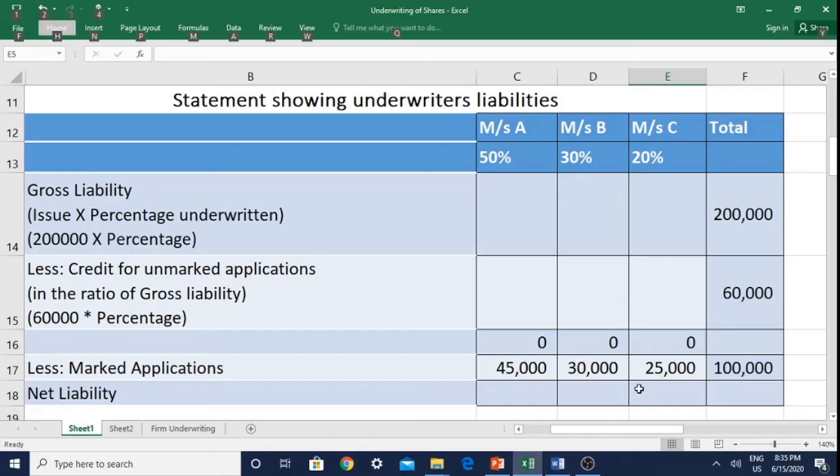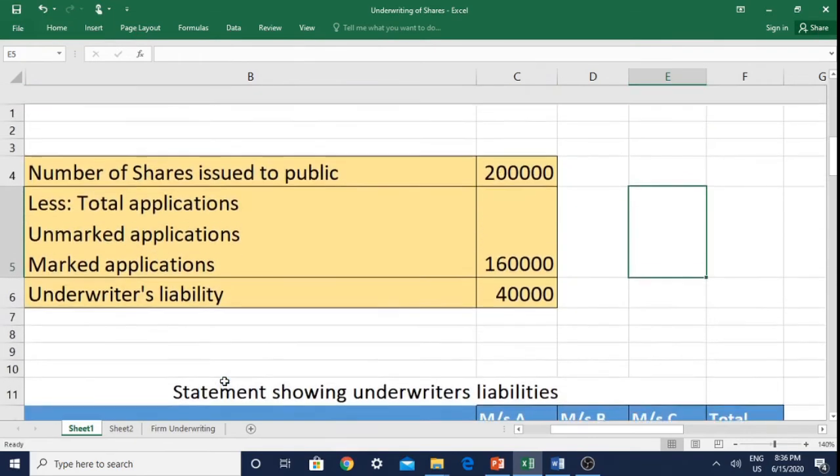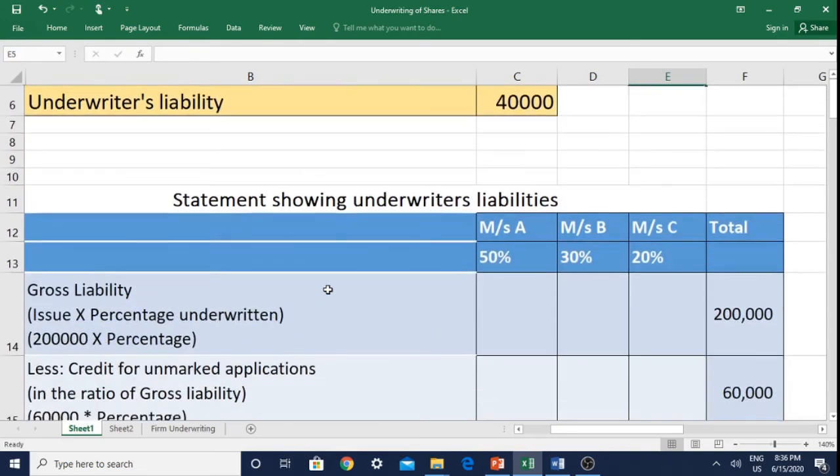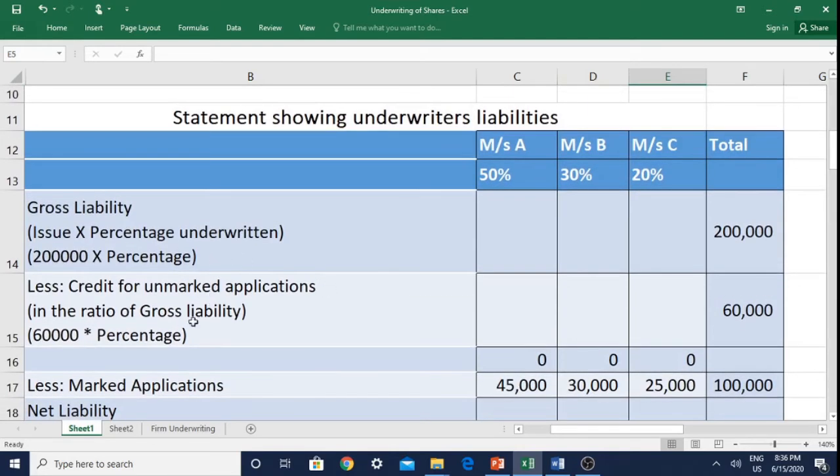To understand the determination of each underwriter's liability, we have here one table wherein we have a column for each underwriter A, B and C. Then we can have a total column. Now, from the gross liability, we have to deduct all the applications, both unmarked and marked applications. Even here we have done it, total applications, unmarked and marked, that is 1,60,000, and then we can get the underwriter's liability. So that is what we have here in the table. Both unmarked and marked applications will have to be deducted.